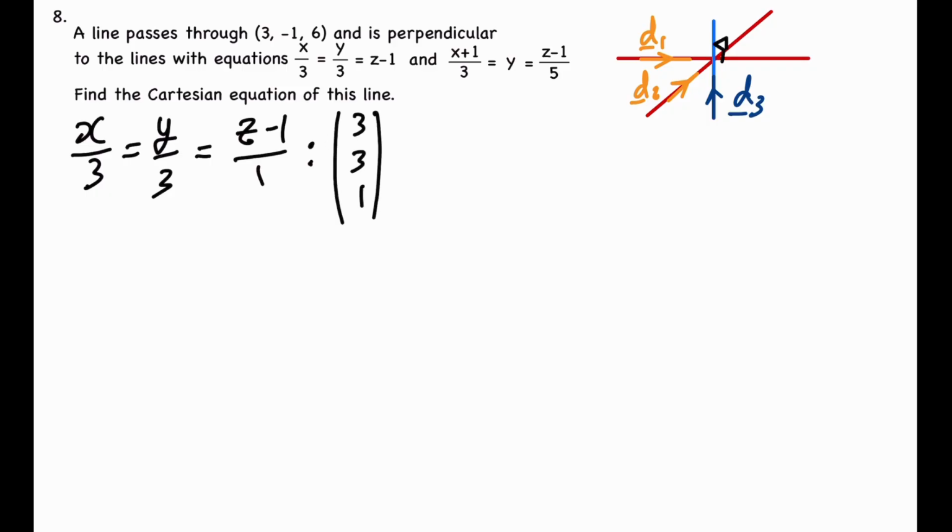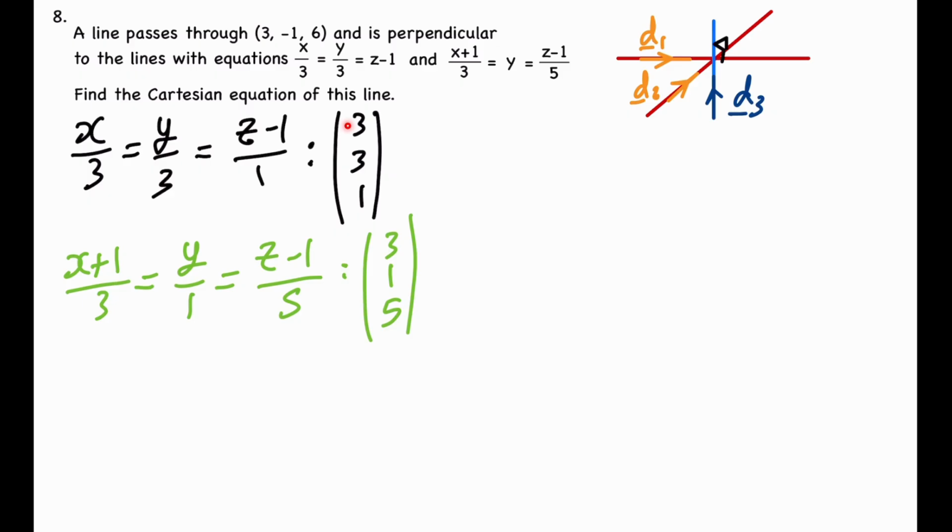And now for the second line, this one over here, we can write it out as 3, and then this one would be 1. So let's write this out as well. We're going to get x plus 1 over 3 is equal to y over 1, which is equal to z minus 1 over 5. So the direction vector would be 3, 1, 5. So if we find a cross product of these two vectors, we can find the direction vector of the third line that we're trying to find. So let's find a cross product.